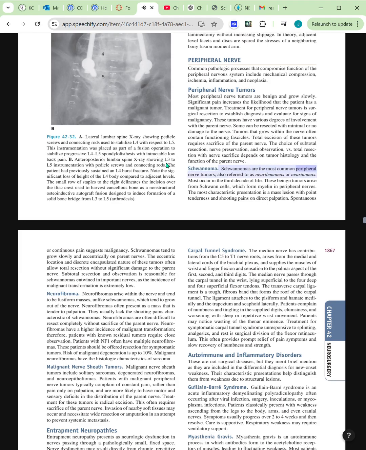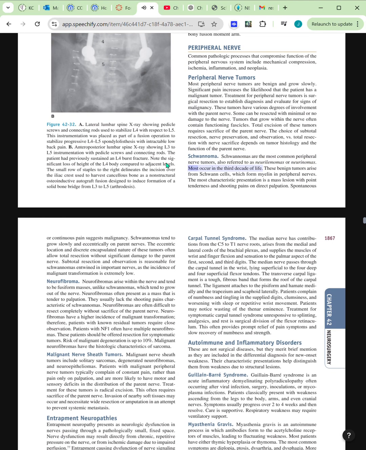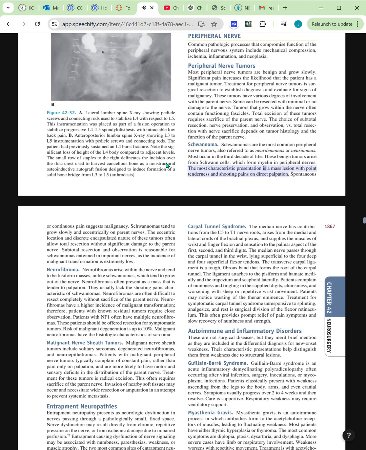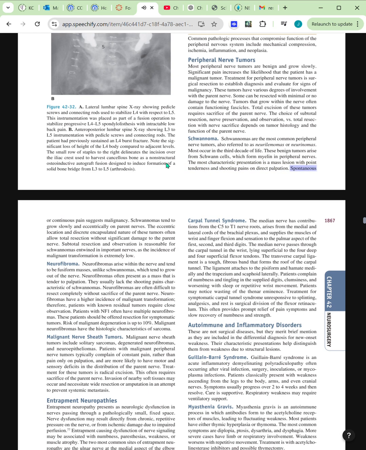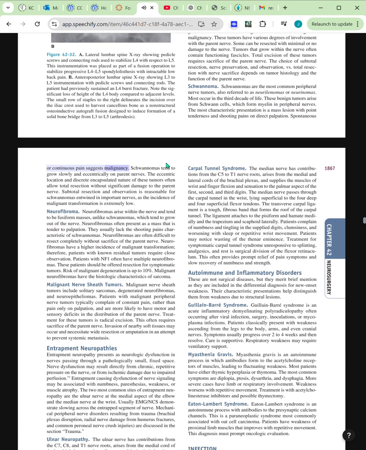Schwannoma. Schwannomas are the most common peripheral nerve tumors, also referred to as neurilemomas or neurinomas. Most occur in the third decade of life. These benign tumors arise from Schwann cells, which form myelin in peripheral nerves. The most characteristic presentation is a mass lesion with point tenderness and shooting pains on direct palpation. Spontaneous or continuous pain suggests malignancy.